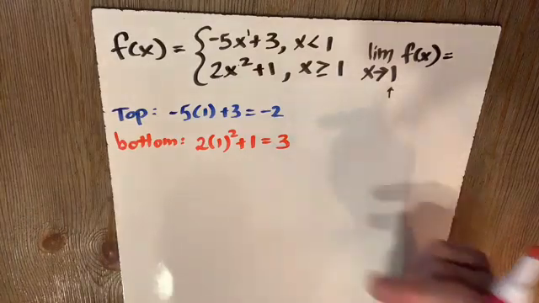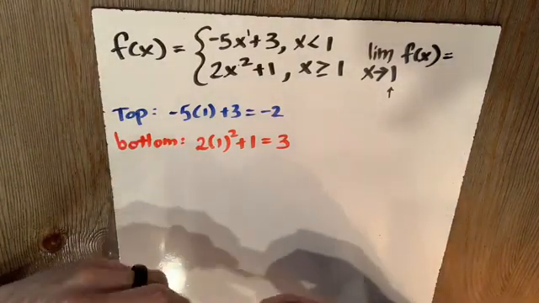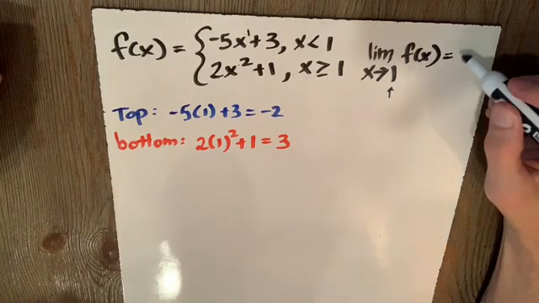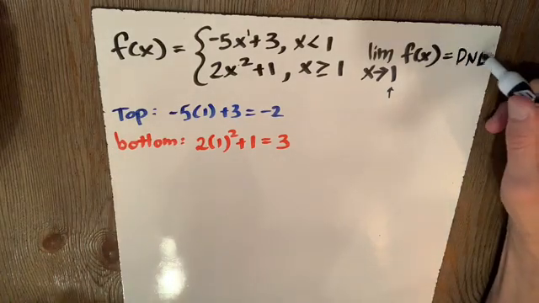Look, the left-hand limit and the right-hand limit are not the same. They're not headed to the same space. So of course this is D and E for does not exist.